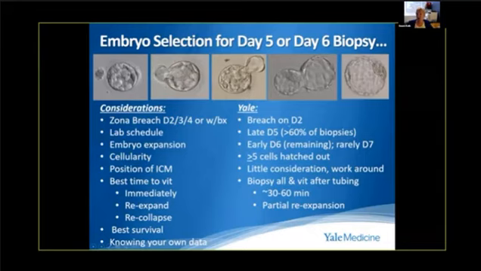So for us, there's little consideration of where the inner cell mass is. We tend to just work around it, unless it's really in the wrong spot on day 5, and we might let it go to day 6. Obviously, what we do is we biopsy all the embryos. We VIT after tubing, so that takes about 30 to 60 minutes. So we allow for partial re-expansion, but not full expansion.